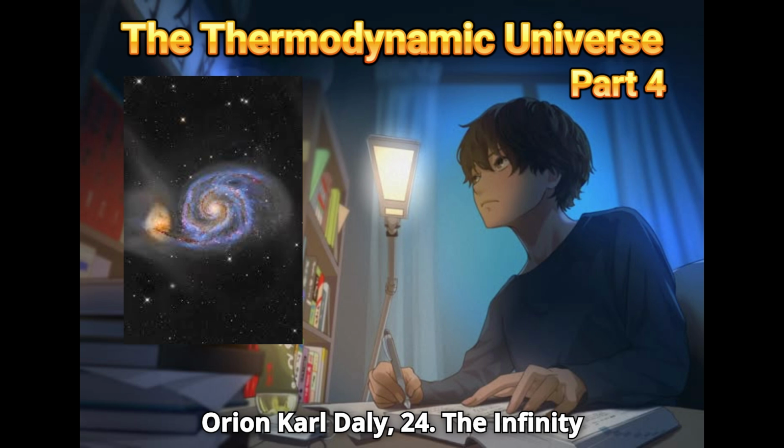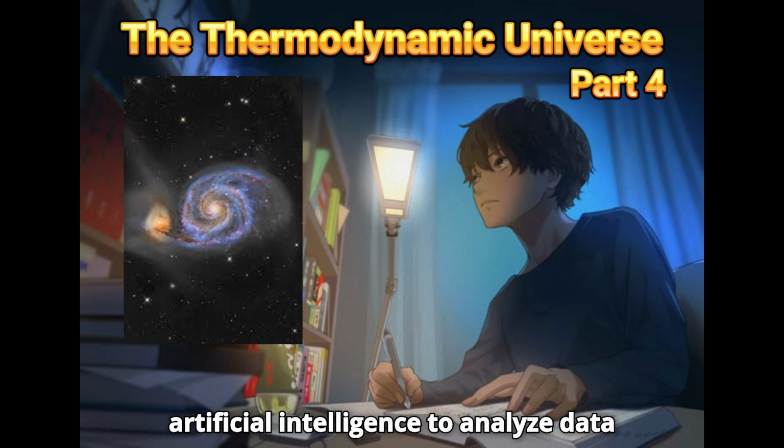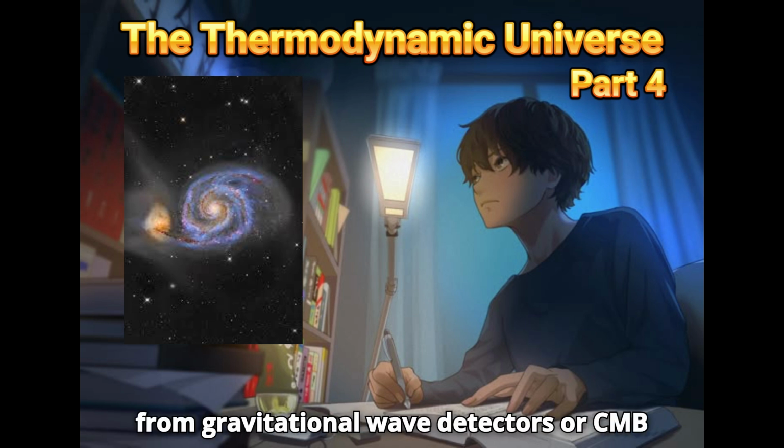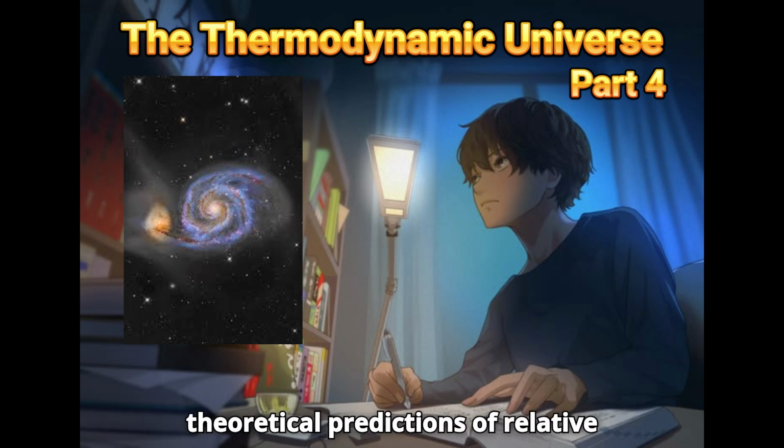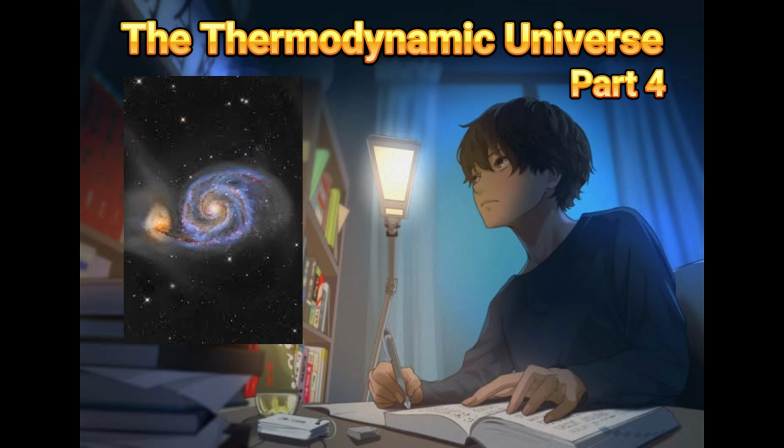By Orion Carl Daly, 24. The Infinity Manifold and the Cookbook for the Universe. AI in Physics. Leverage artificial intelligence to analyze data from gravitational wave detectors or CMB studies. Machine learning could identify subtle patterns that align with the theoretical predictions of relative gravity. For instance, an AI model trained to detect harmonic resonance could refine experimental targets.